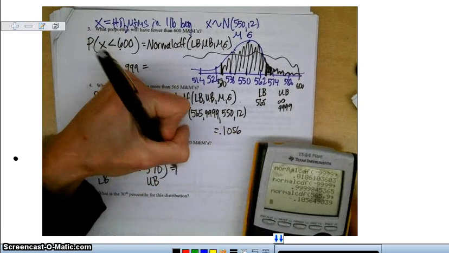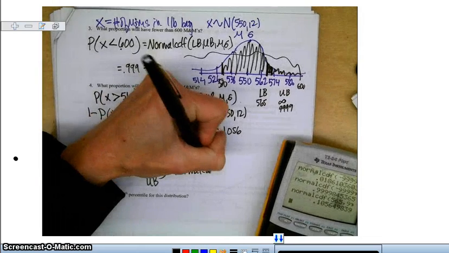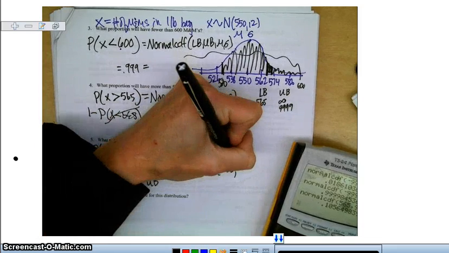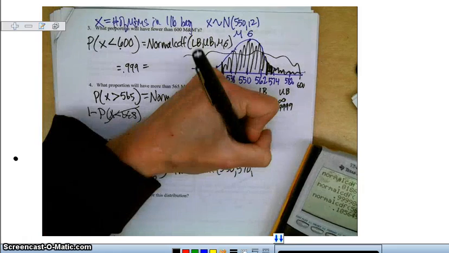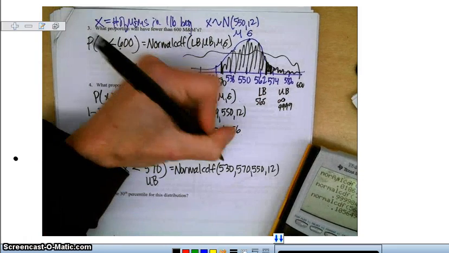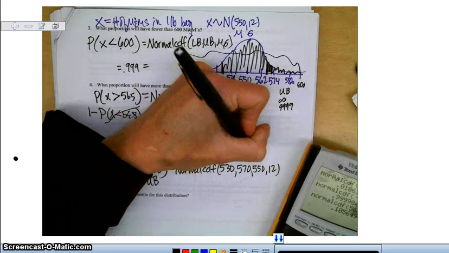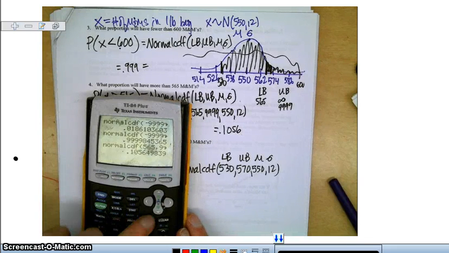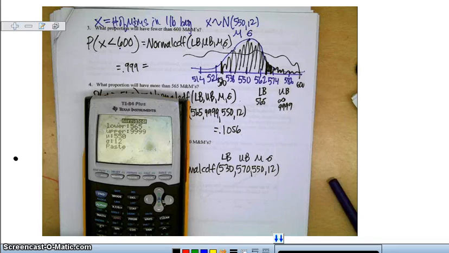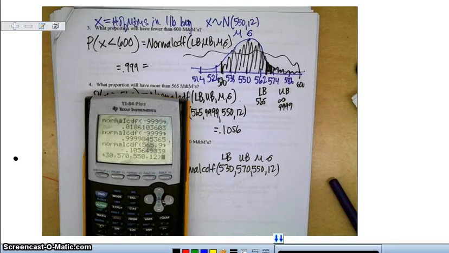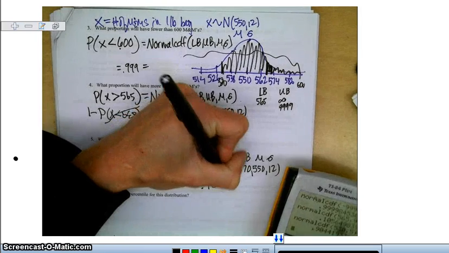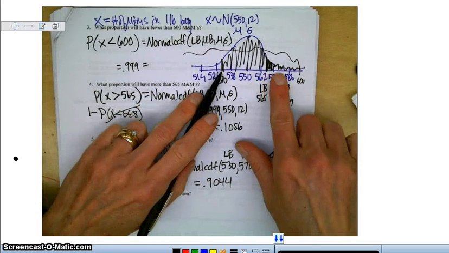So to calculate this, I'm going to do my normal CDF. My lower bound is 530, comma, my upper bound is 570. My mean is still 550, and my standard deviation is 12. Again, this is lower bound, upper bound, mean, standard deviation. So I type this in, second distribution, normal CDF, and I get that the proportion is 0.9044. So that is a pretty big proportion that I just shaded in there.